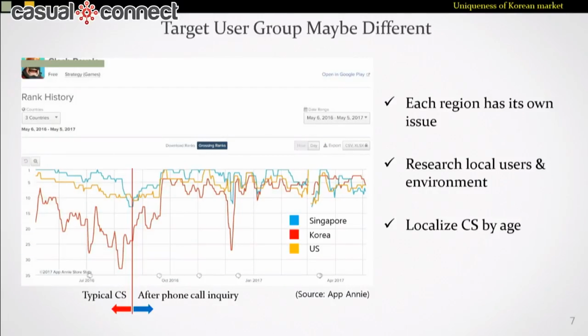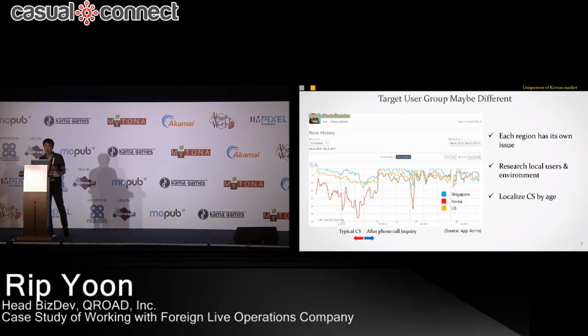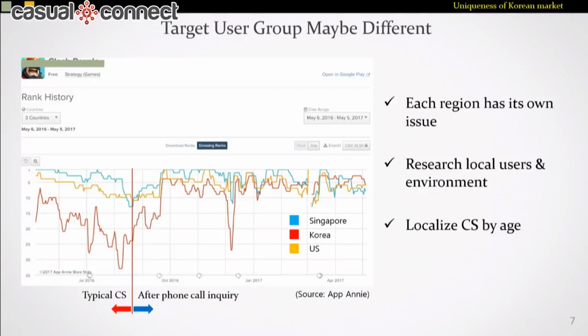So let's talk about the user group and user behavior. The user group may be different, which means that one game can be popular among the 20s female user group in your country, while that game is popular among the teenage male group in Korea. That may be different. It always happens. So this chart shows the gross revenue of that famous game. Singapore revenue is the blue line, US is the yellow line, and Korea is the red line.